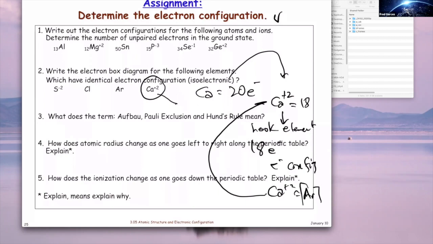So for these ions here, count the number of electrons, look for the element that has that number of electrons, and then write the electron configuration for that element. And now you have the electron configuration for the ions. It's going to be that simplistic in terms of getting through this minefield.